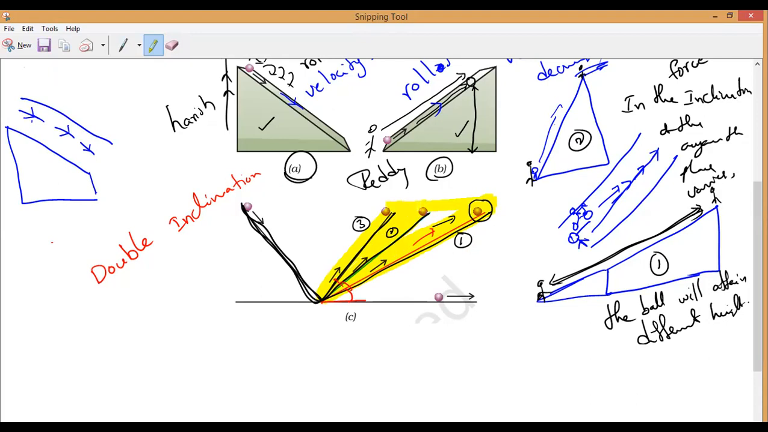But are they all attaining the same height or not? Check it, everyone. If you draw a line, you can check it. Maybe the plane angle is different. The traveling distance is different, but is the height attained by the ball the same or not? In all 3 cases, is the ball attaining the same height or not? Maybe the inclination is different, but is the height attained by the ball the same? That is my question.